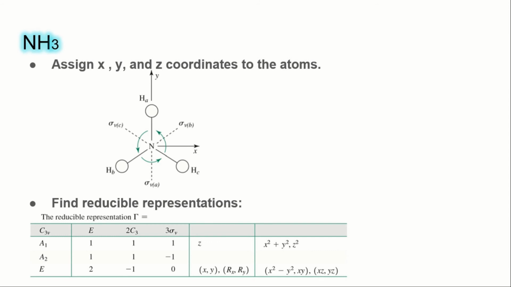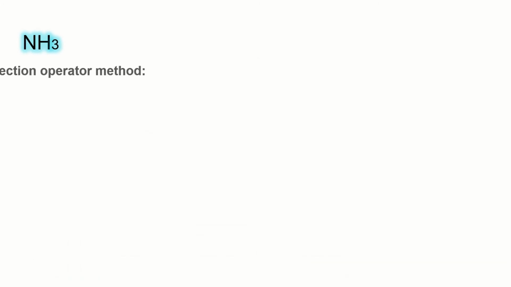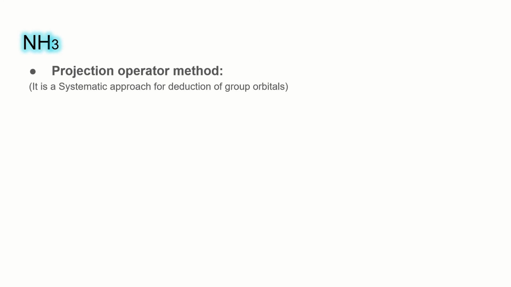Therefore, to obtain the group orbitals, we will need to address the projection operator method. The projection operator method is described in our book as a systematic approach for deduction of group orbitals. In other words, it helps find out how atomic orbitals combine.